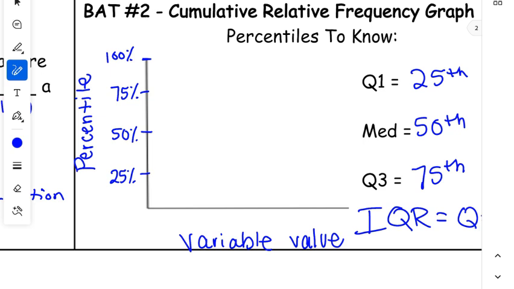So that's how you can compare data, using these ogive graphs. And that'll put you on a percentile. So let's say that this is what it looks like.